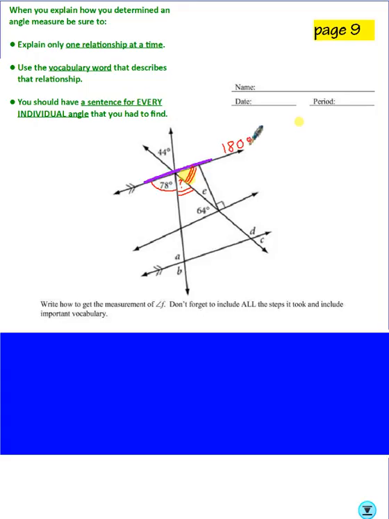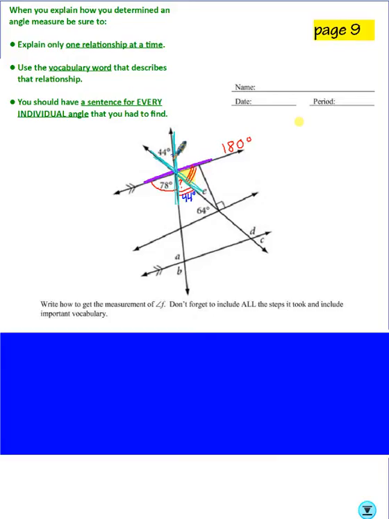Okay, well that's actually really helpful because if you look, we see that this line and this line that are forming that question mark angle actually form this 44-degree angle too. So that means the question mark, we actually do know it's worth 44 degrees because it's vertical to the 44-degree angle.